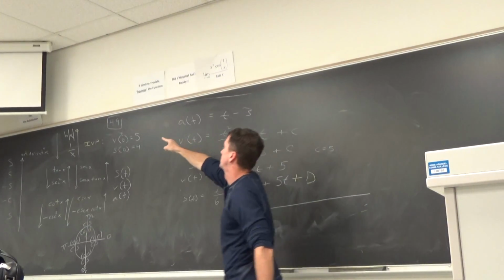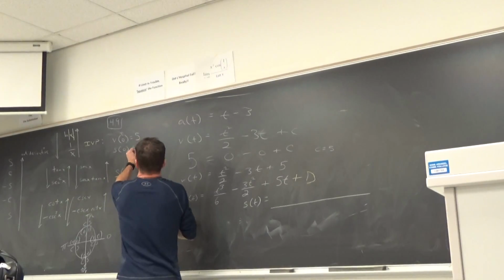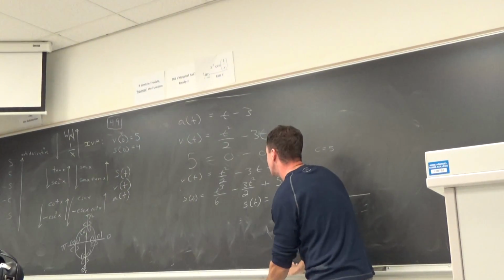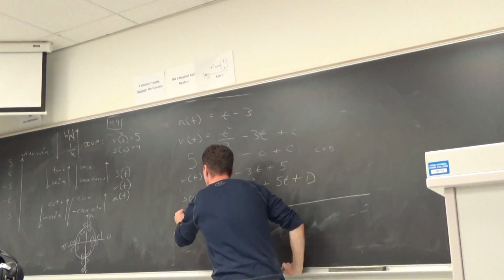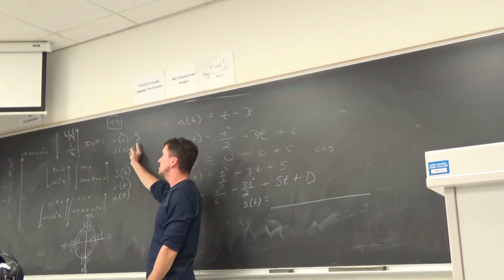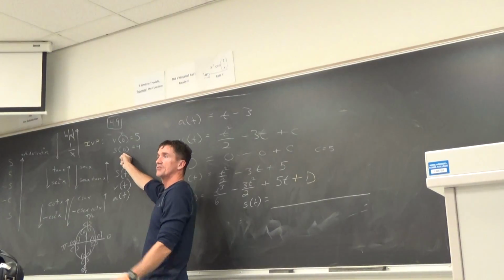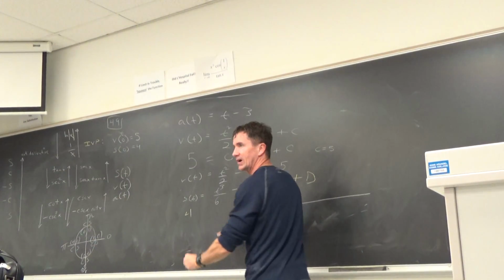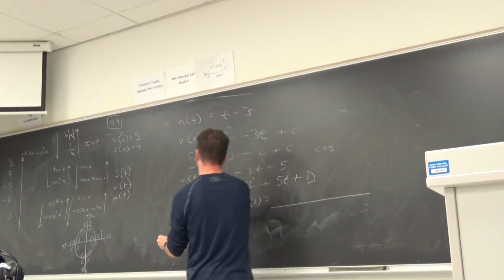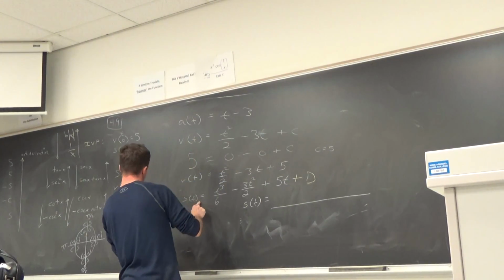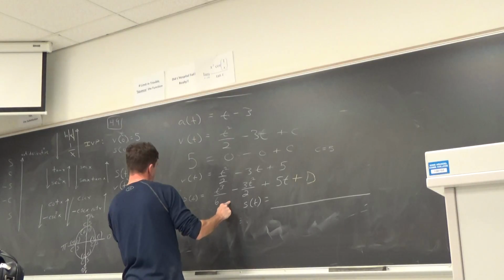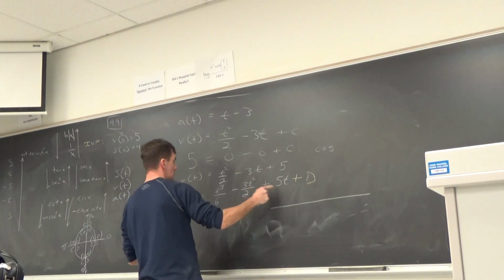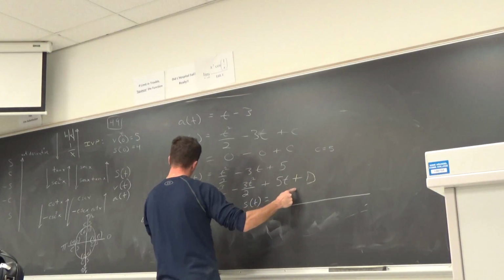You plug in. Where does the 4 go? That's the initial condition for s of t. Where do the zeros go? For every t, I'm putting 0. So 4 equals 0 cubed over 6 minus 3 times 0 squared over 2 plus 5 times 0 plus D.